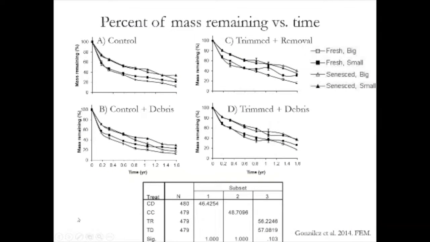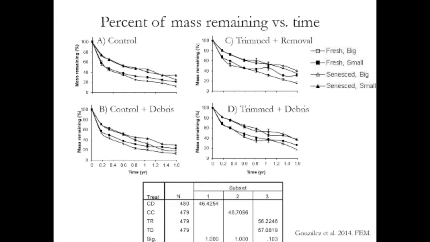And what we found was that the decay rate of these materials was significantly faster in the control plots, where we didn't affect the canopy. When we add the debris, that treatment is like a fertilization treatment, and the decay rate is accelerated. But when you trim the canopy, that was the most significantly negative effect on the system.